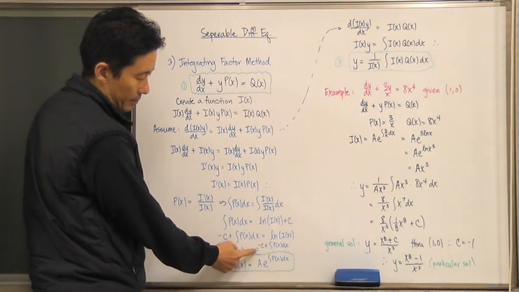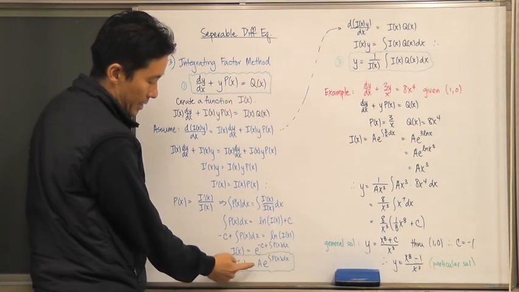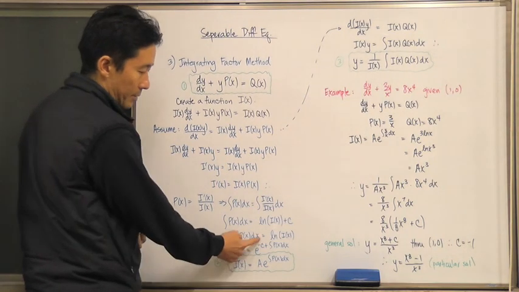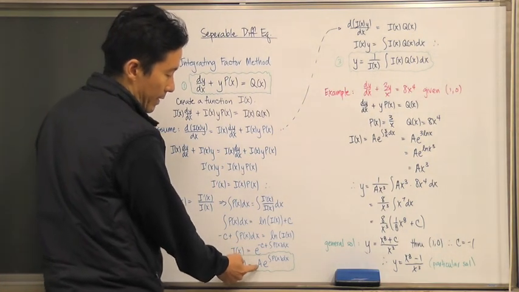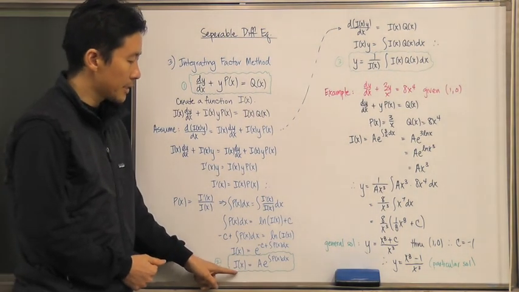Of course, this is e to the negative c times e to the integral of p of x dx. And what I'm going to do is just call this value a. That's going to be my parameter a, my constant there. So this is what my I of x actually is now.